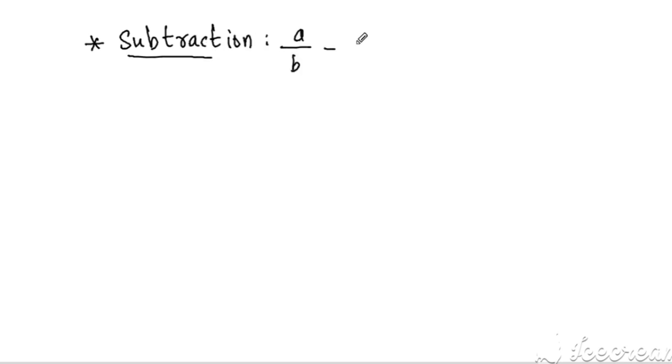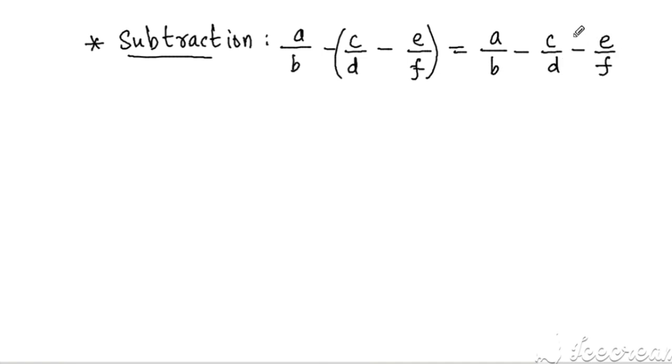Okay, we can move on to the second operation. The second operation of rational numbers is the subtraction. Associative property in case of subtraction means a by b minus c by d minus e by f. If you group the second and third number, that should be equal to grouping of the first two numbers. That means a by b minus c by d minus e by f. We can verify this. Consider the problem.